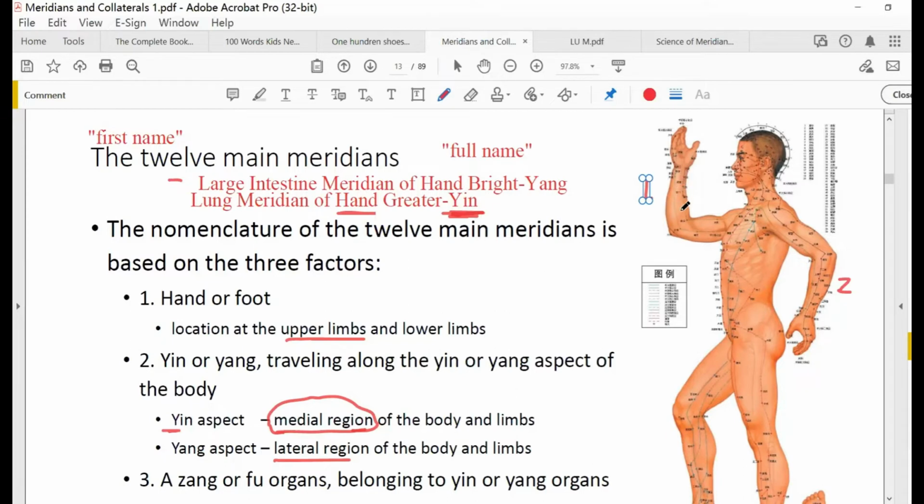So this part, it's hard to face the sun, right? Always in a kind of dark place. So that means it belongs to yin. So the yin meridian will be here. The lung meridian belongs to yin, so the lung meridian will be here. And the large intestine belongs to yang. That means it will be in the yang part of the body, right? So the large intestine will be here.